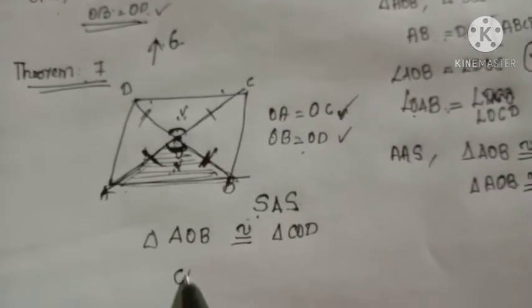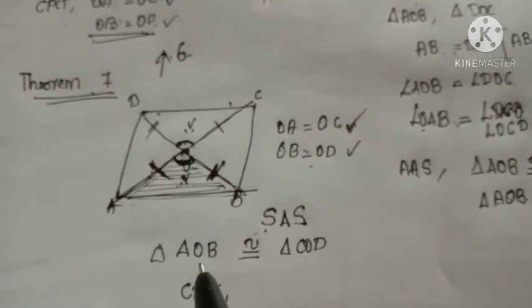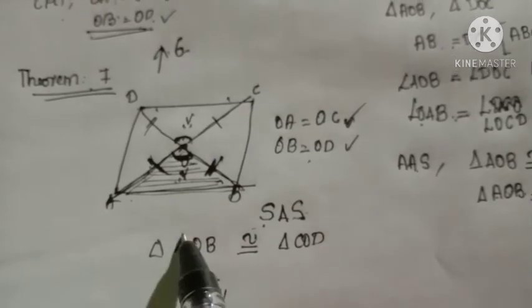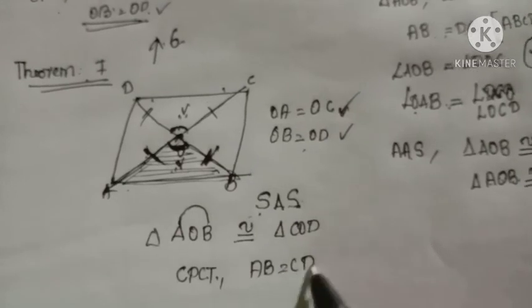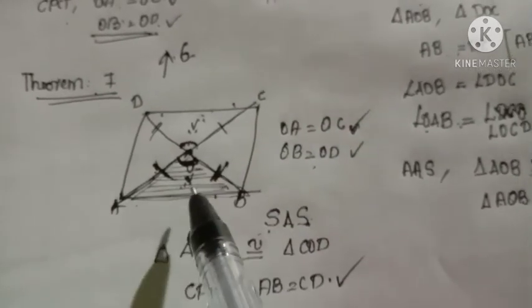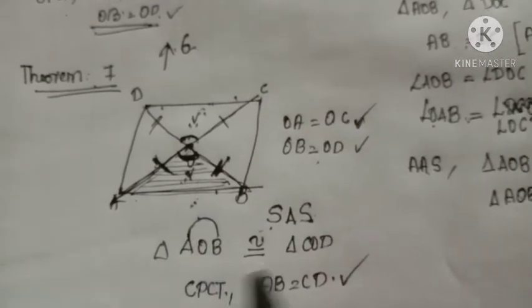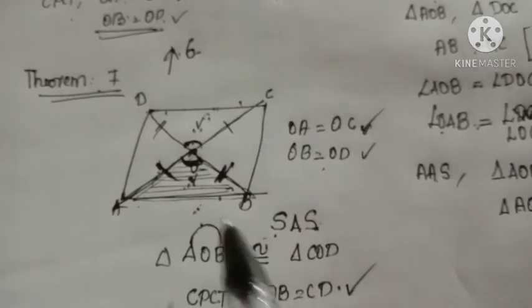Apply CPCT rule here. Is it the CPCT rule? Yes. Corresponding parts of congruent triangles. So we can write AB side is equal to CD side. AB and CD are opposite sides. So we obtain opposite sides are equal. Now we need to prove that opposite sides are parallel also.